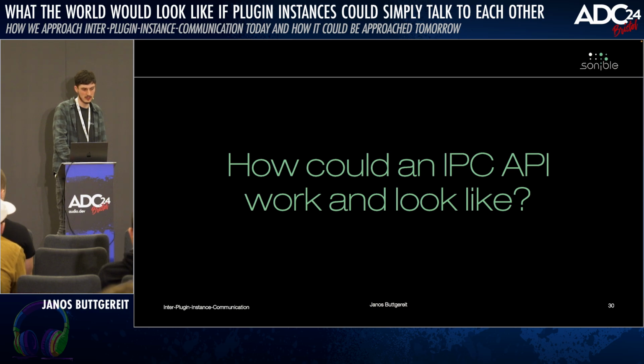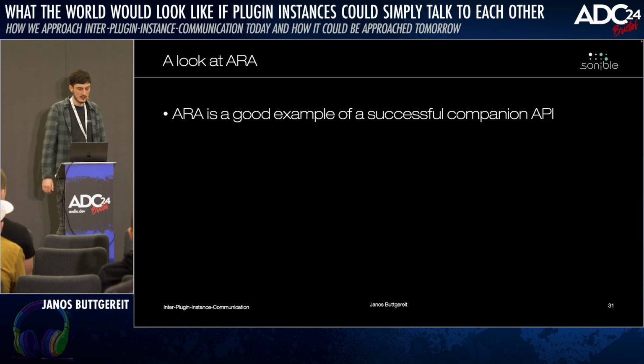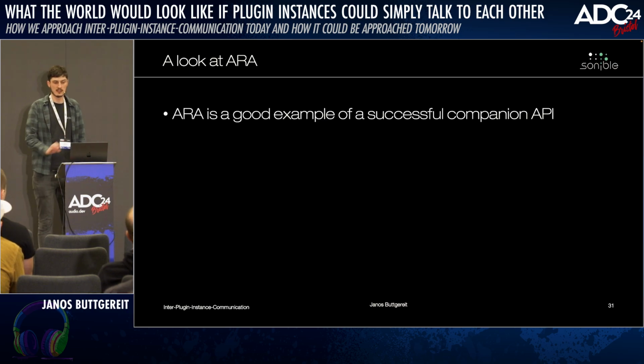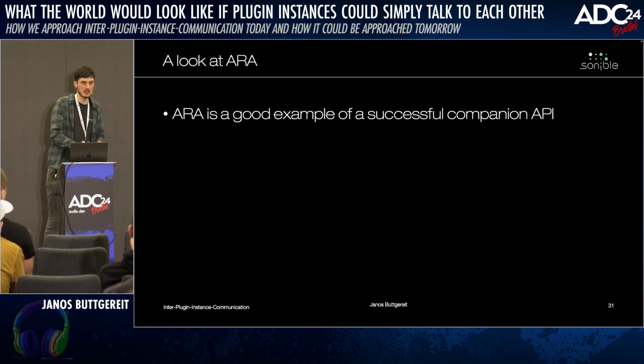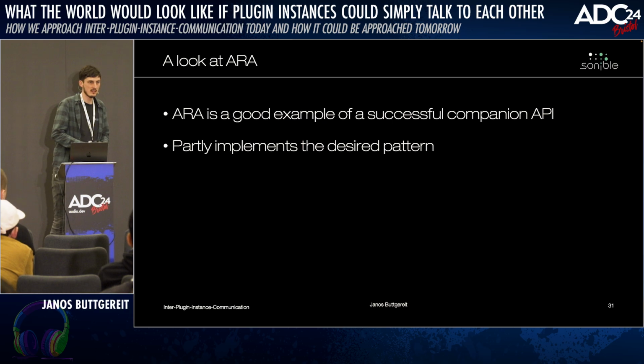So I just tried out building stuff based on the ARA library. And I thought this is really a good example of a successful companion API that implements a feature that a specific product needs in a way that is portable, extensible. And indeed, it partly implements some of the desired patterns that I mentioned.